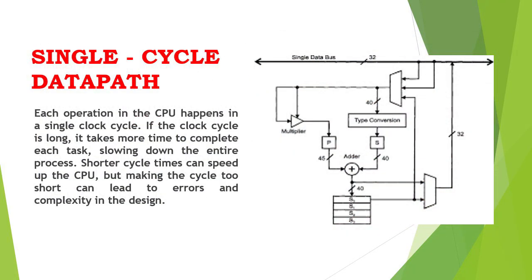We have what we call the single cycle Datapath. With the single cycle Datapath, each operation in the CPU happens in a single clock cycle. If the clock cycle is long, it takes more time to complete each task. Like I was saying, a shorter cycle time can speed up the CPU by making the processor work very fast, but making it too short can also lead to errors and complexity in the design.